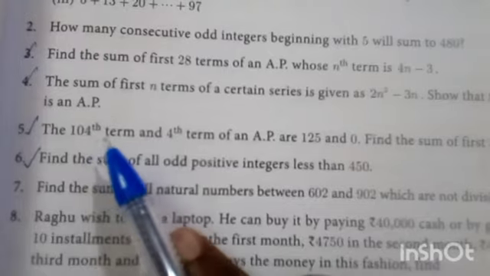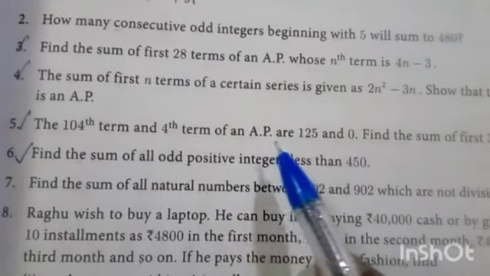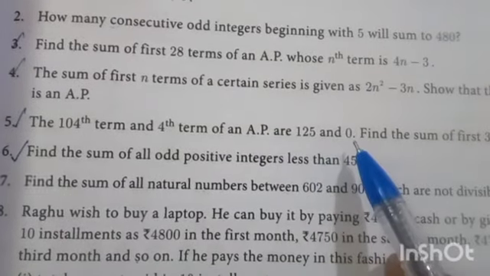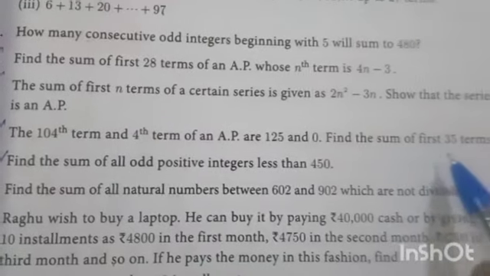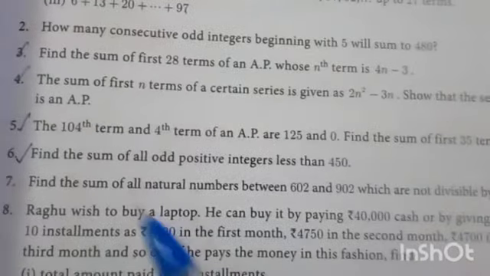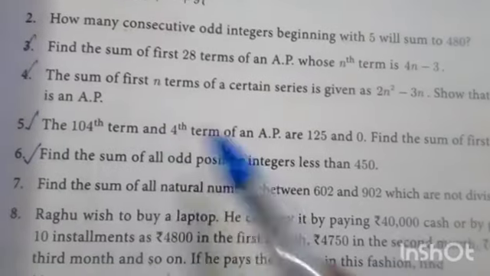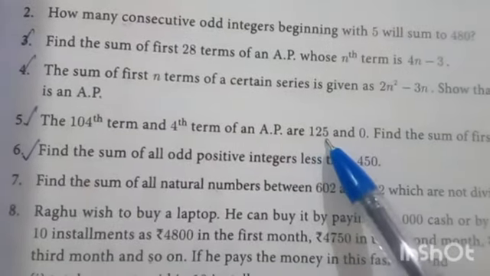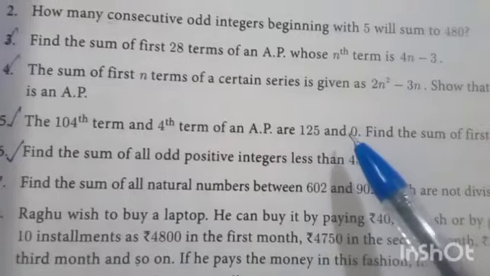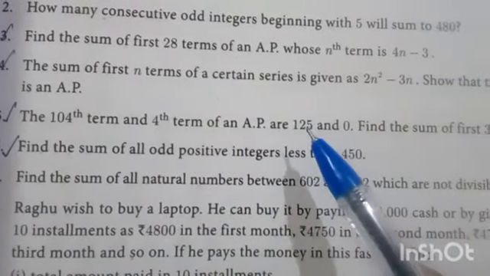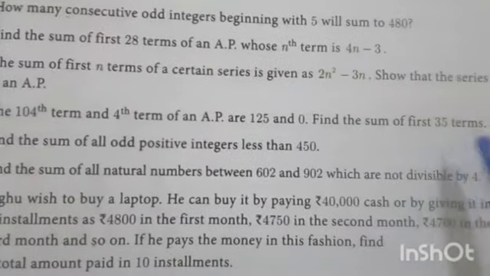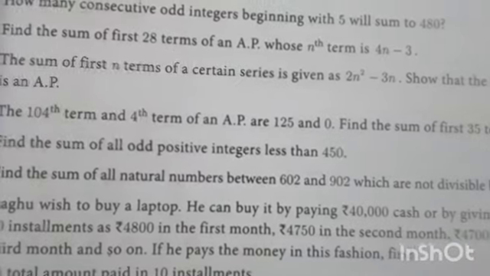Fifth question: the 104th term and 4th term of an AP are 125 and 0. Find the sum of first 35 terms. So that is the 104th term and 4th term. 104th term value 125, 4th term value 0. Using these two, we want to find the sum of first 35 terms.